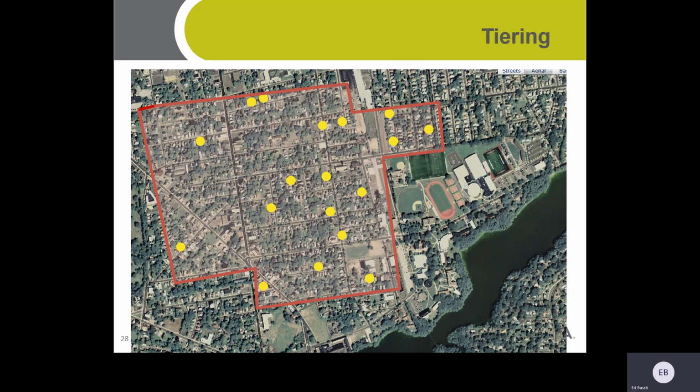So again, here's an example. You would do your entire environmental review on the red outlined area, the entire project area on a large scale, and then the yellow dots would represent what you do your tier 2 on.